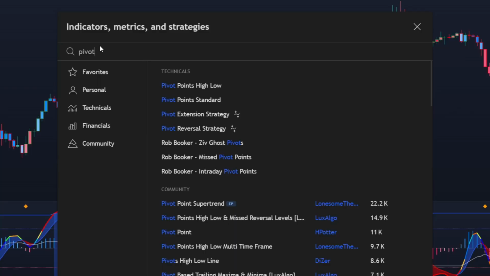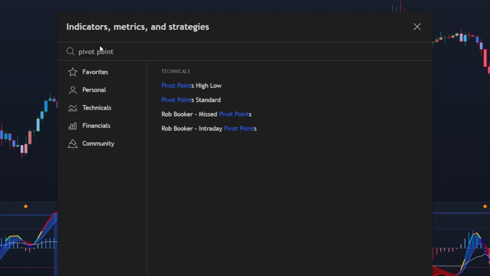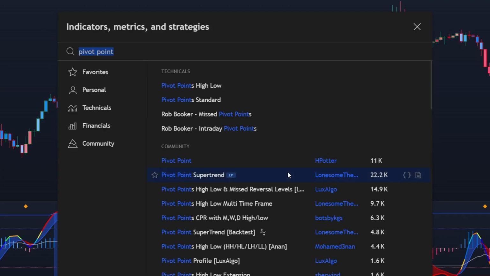So in the Indicators tab, search for the Pivot Point Supertrend Indicator. It is this one, created by Lonesome the Blue.